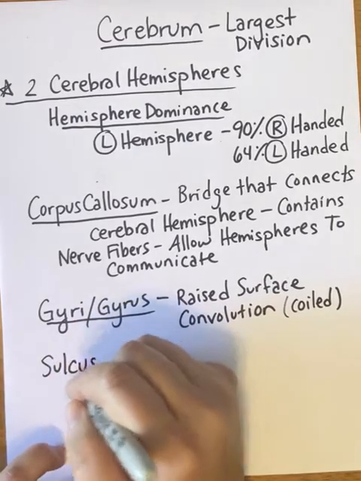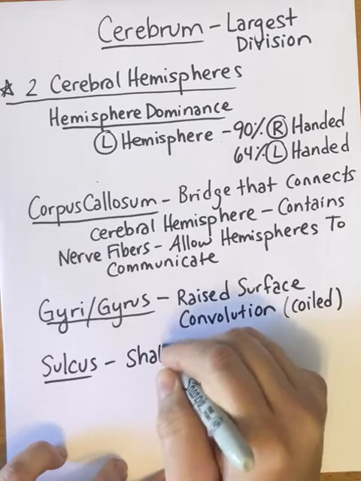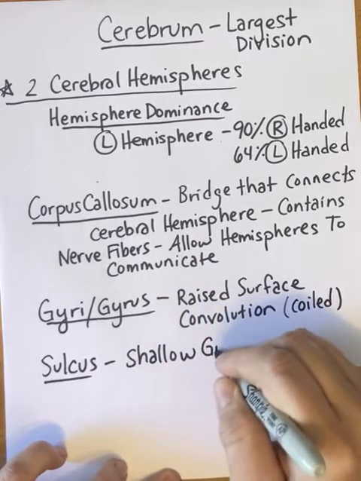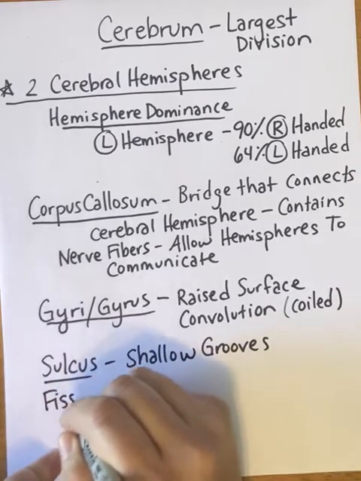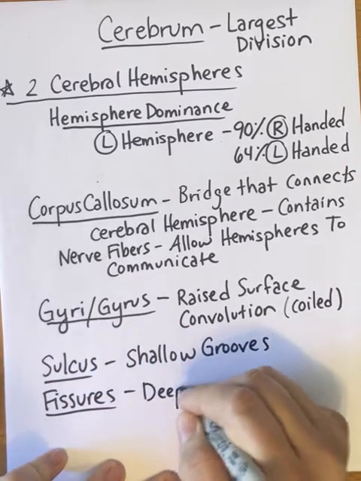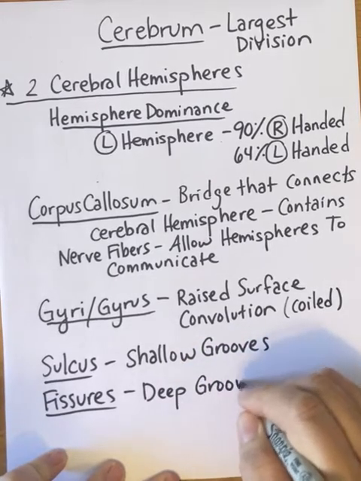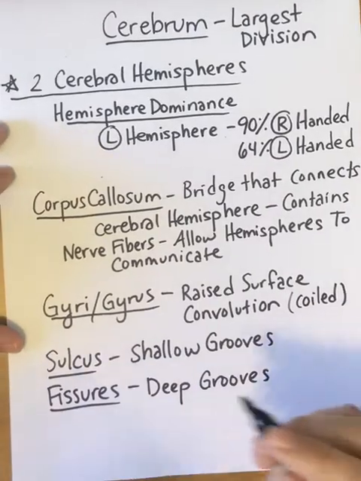Okay, when you look at the cerebral hemispheres, you're going to see sulcuses. These are shallow grooves. You're going to see fissures that we're going to label, and you're going to have to know their names. These are going to be your deep grooves. And you're going to have your lobes.